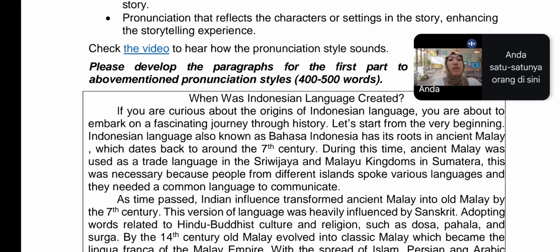Today, we want to talk about the history of Bahasa Indonesia and how it became the national language of Indonesia. So, let's start.